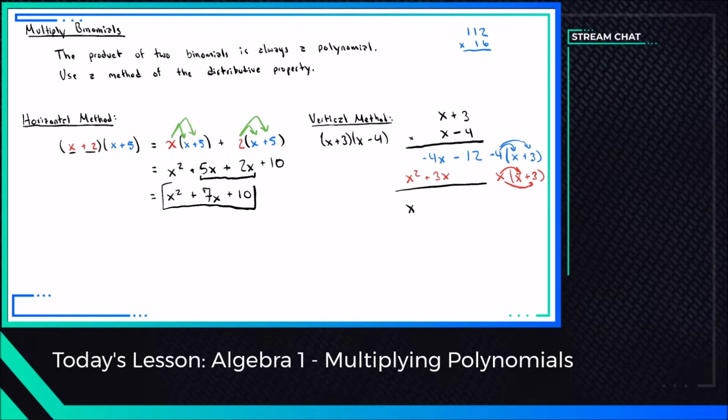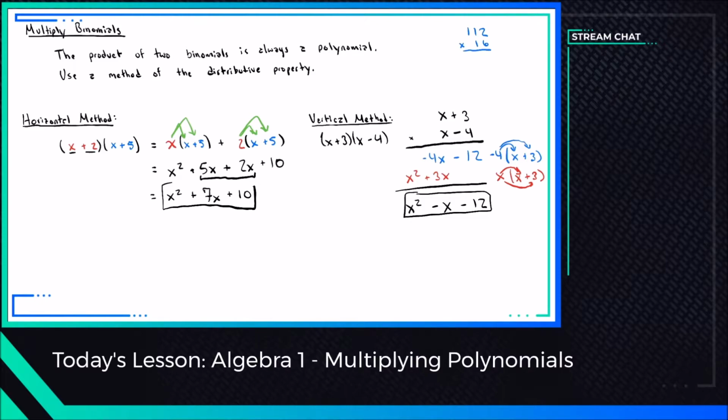So we have an x squared. Negative 4 plus 3 is going to be a negative 1x. And then our minus 12 is also going to come just straight down there. And so x plus 3 multiplied by x minus 4 is going to be x squared minus x minus 12.